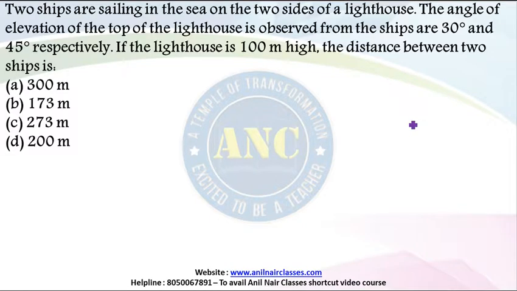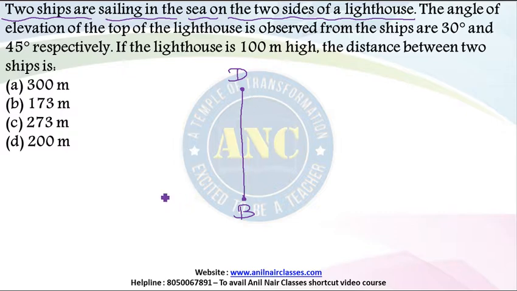Question number 33. Two ships are sailing in the sea on the two sides of a lighthouse. Okay, there is a lighthouse. Let me call this lighthouse BD. Now, this is the lighthouse BD. This is one side of the lighthouse. This is the other side of the lighthouse.